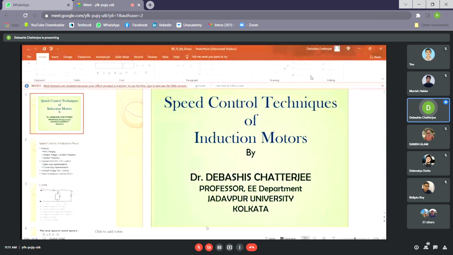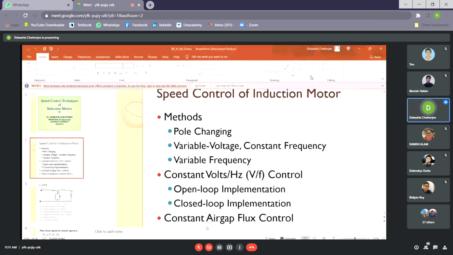If you look at speed control of induction motor, you have a basic idea regarding induction motor operation. I will not ask you, rather I will repeat this one. In an induction motor's operation, normally we impress a three-phase balanced voltage at the stator terminals. The motor always has two parts, one is the stator part and another is the rotor part.